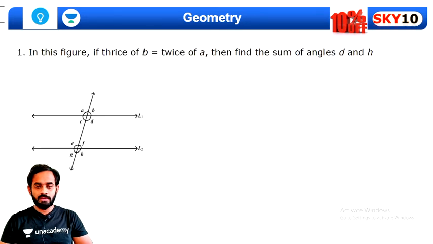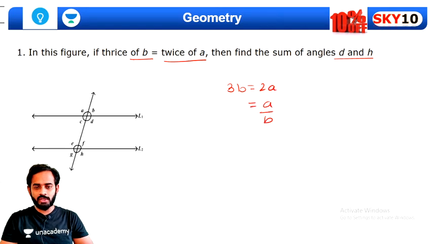Now let's try to move further. According to this question, guys, if thrice of B is equal to twice of A, then find the sum of angles D and H. Okay, it's quite simple. So what is given? Thrice of B is equal to twice of A. So from here A upon B will be equal to what? The ratio comes out to be 3 upon 2.